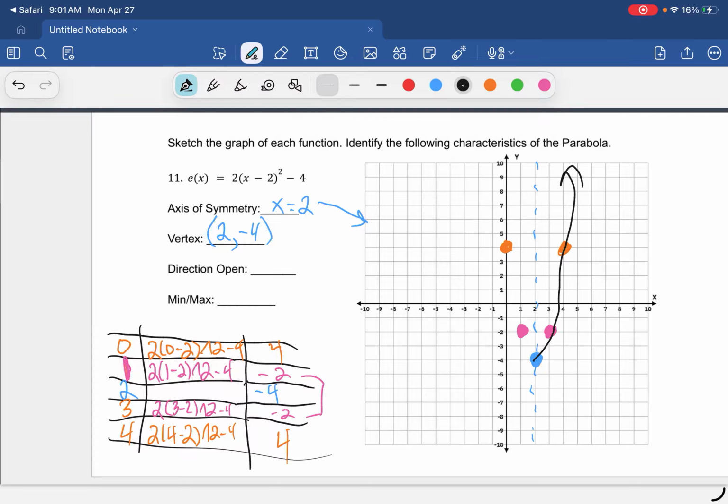I would include an arrow, draw my beautiful curve, include an arrow. The arrows go up, the direction open is up. My vertex right there is the low point. It's a minimum. And here's quickly how to graph in vertex form. Notice most of this work was plugging something into the calculator.